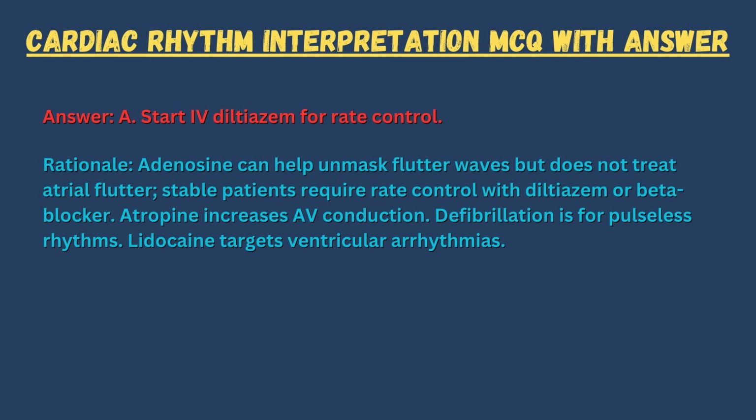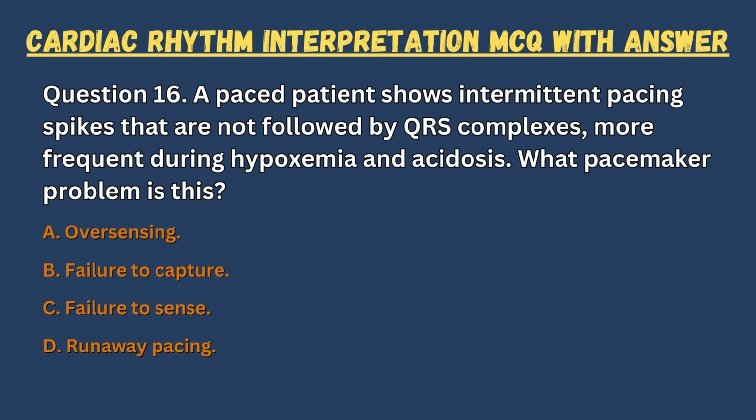Answer: A. Start IV diltiazem for rate control. Rationale: adenosine can help unmask flutter waves, but does not treat atrial flutter. Stable patients require rate control with diltiazem or a beta blocker. Atropine increases AV conduction. Defibrillation is for pulseless rhythms. Lidocaine targets ventricular arrhythmias.